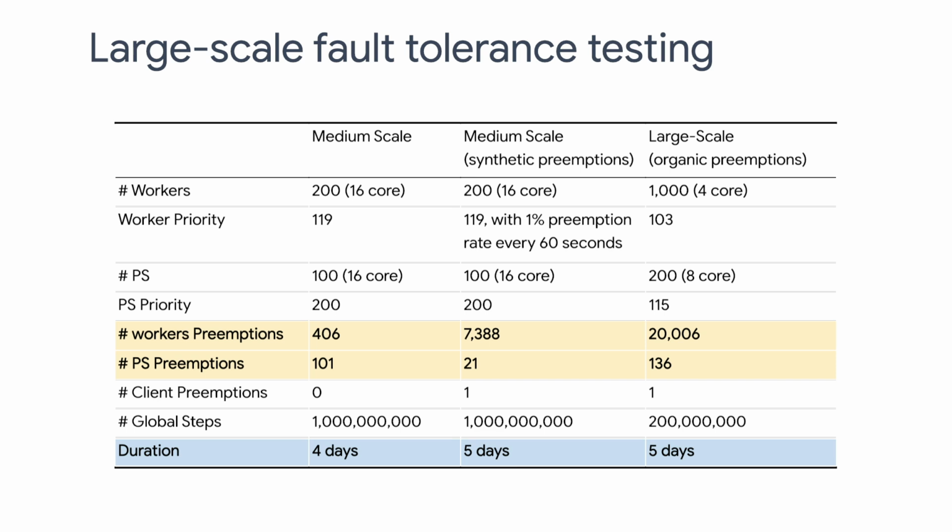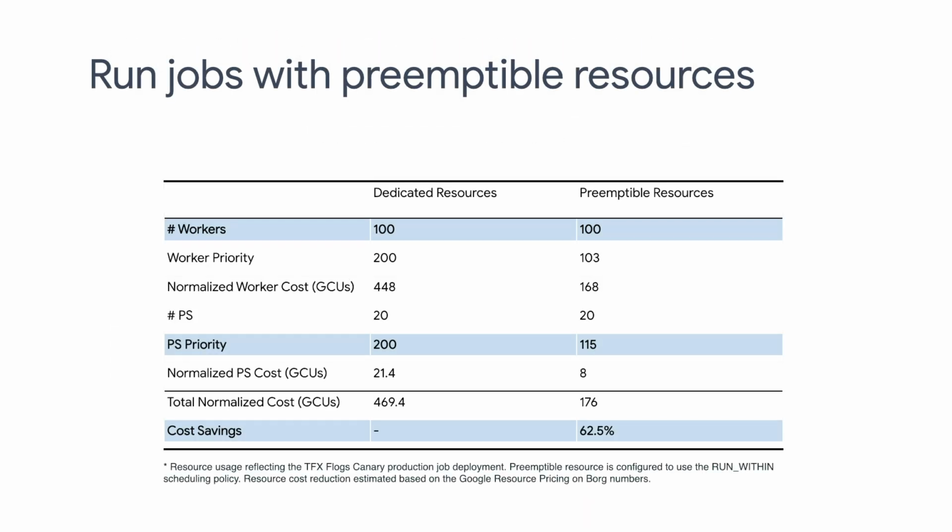During the execution, these jobs actually encounter up to thousands of worker preemptions and 100-plus PS preemptions. And the cluster and the job were able to make continuous training progress during the entire process without hanging, failures, or any other issues. So making the training process fault tolerant allows us to run large-scale jobs on preemptible resources.